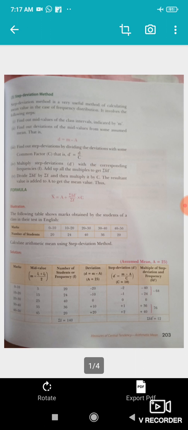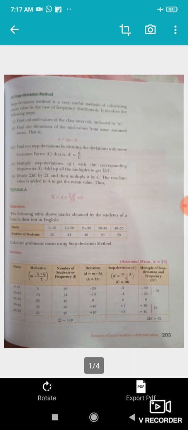Now we'll make 6 columns here. The first column will be the marks which is given in the question. The second column you will make for mid value, that is small m. And how do you take out the mid value? Yesterday also I told you, L1 plus L2 upon 2, lower limit plus higher limit upon 2. Then the number of students, frequency, is given in the question. You will take out the summation of that. You will add up all the frequencies and you will get 140.